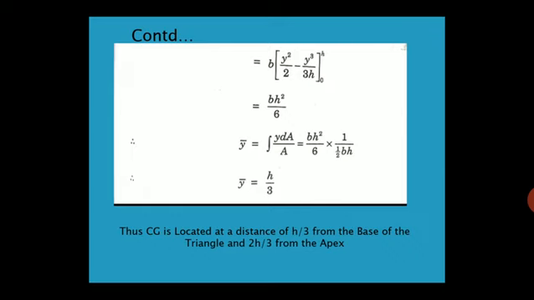So in the further classes, I will take up figures such as a semicircle and a quarter circle, which are very important. Go through this video.